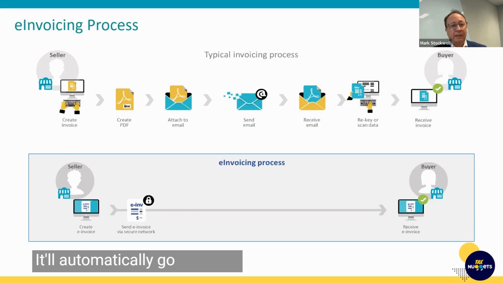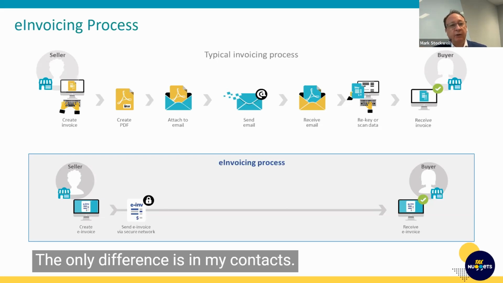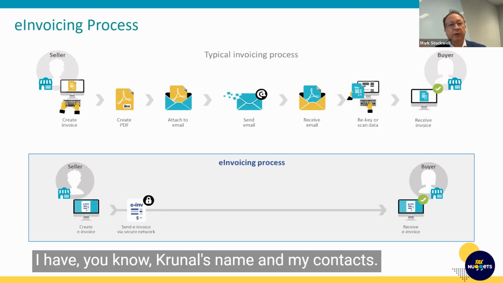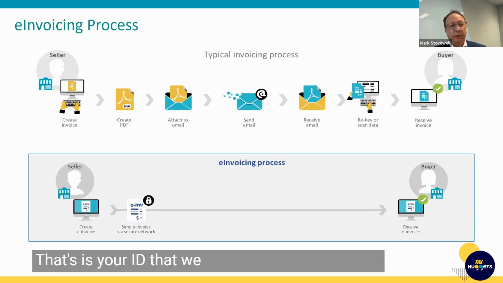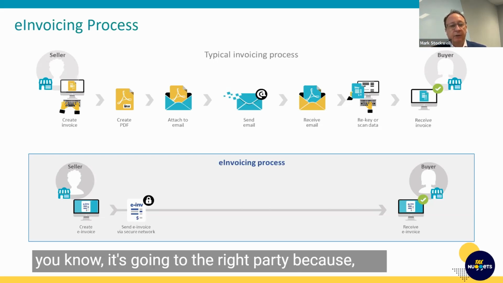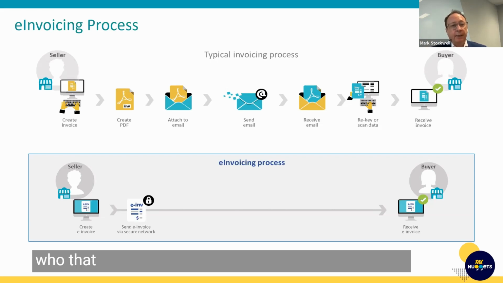It'll automatically go into your trading partner's software package. The only difference is in my contacts, I have Cronull's name. In your software, you'll have the ABN of your trading partner. That is your ID that we use to actually move, and it's going to the right party because the software has smarts built into it to validate who that software company is. So that you can check, yes, it is going to Cronull, who it's meant to go to.